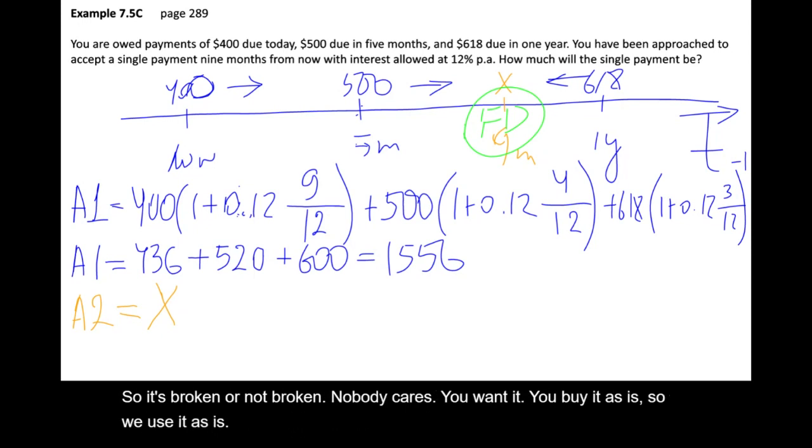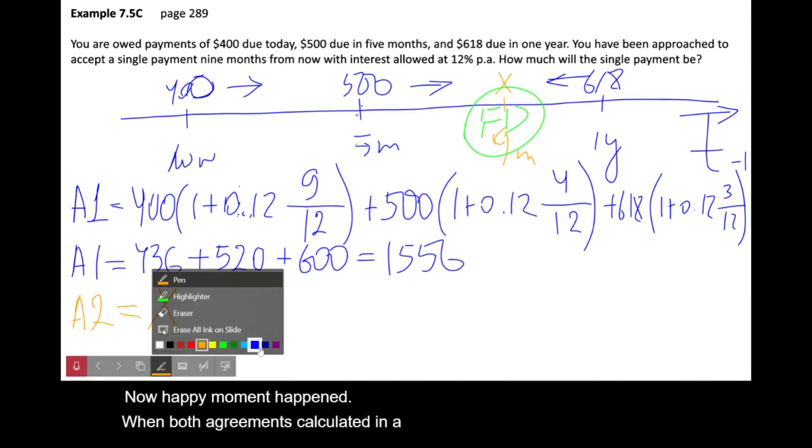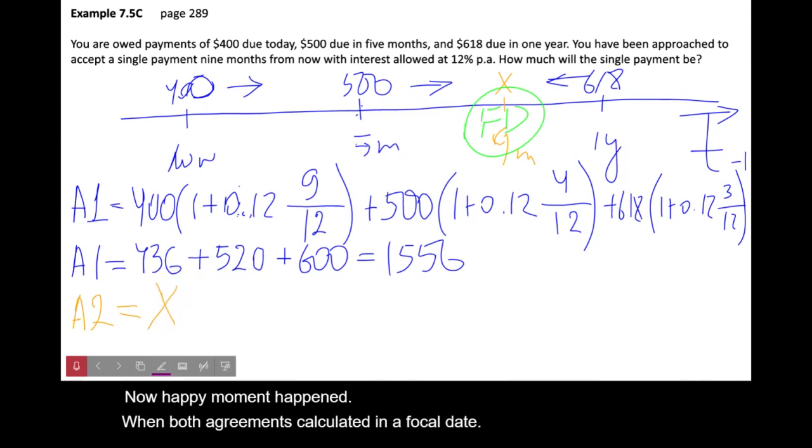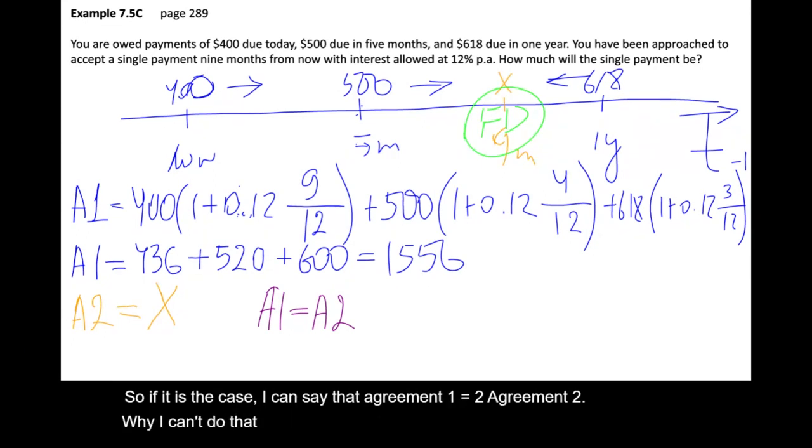Now, happy moment happened when both agreements calculated in a focal date. So if it is the case, I can say that agreement 1 equals to agreement 2. Why I can do that? Because all of the values have same level of interest. Right, guys? Is that part clear?